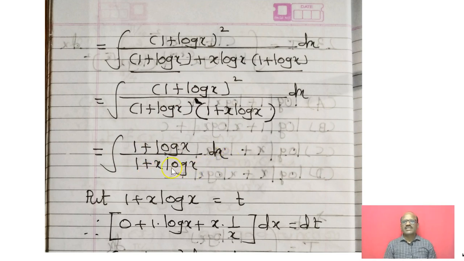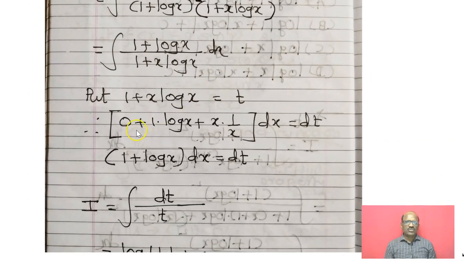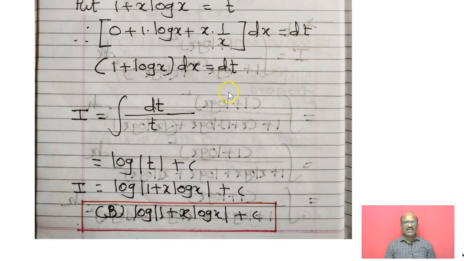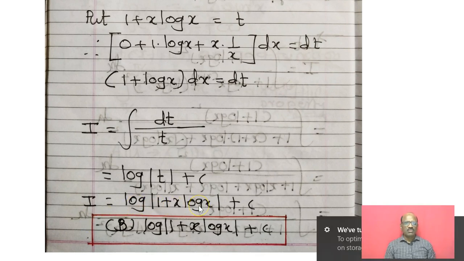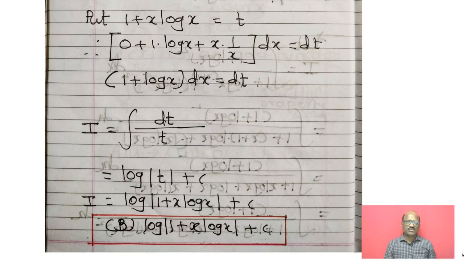Now again solve this integral by the method of substitution. For the denominator, 1 plus x log x is equal to t, and differentiating on both sides, 0 plus 1 times log of x plus x times 1 upon x dx is equal to dt. That is, (1 plus log of x) dx is equal to dt. Therefore I is equal to the integral of dt upon t, which equals log of mod of t plus c, and therefore I is equal to log of mod of 1 plus x log x plus c. Therefore option B is the correct one, that is log of mod of 1 plus x log x plus c.